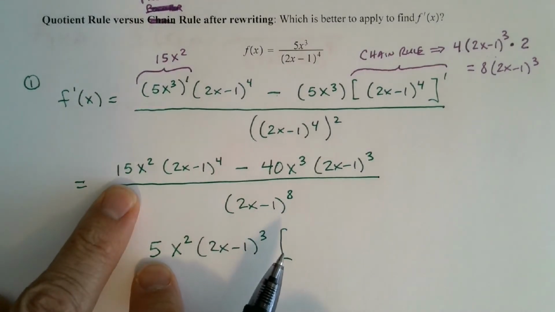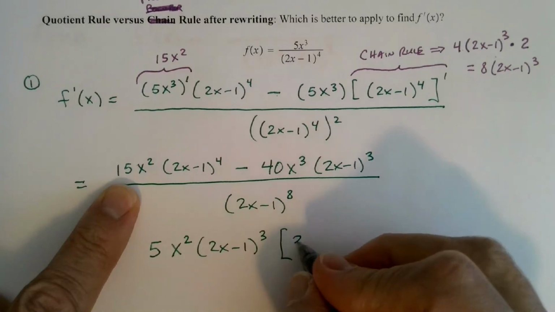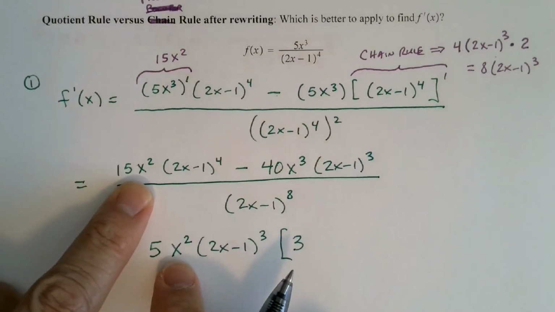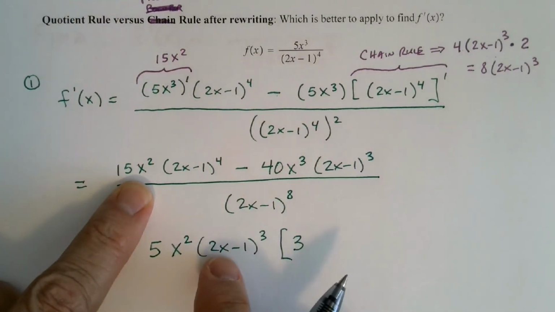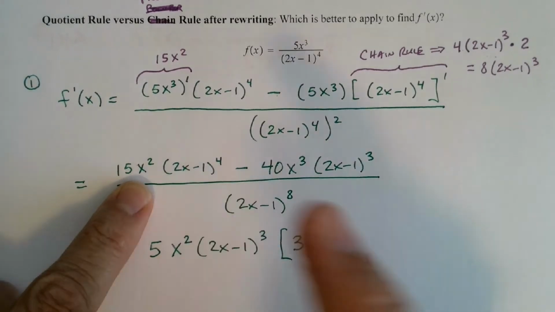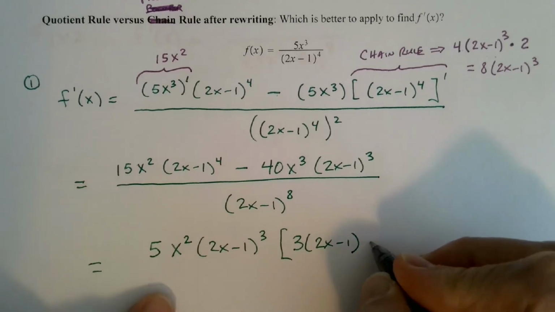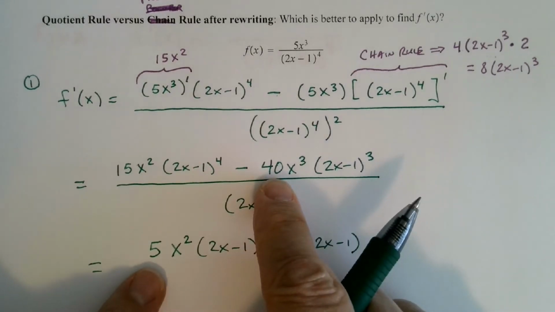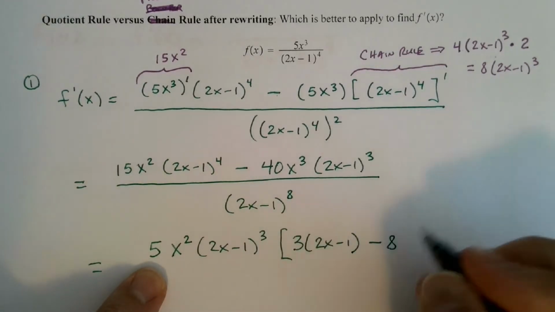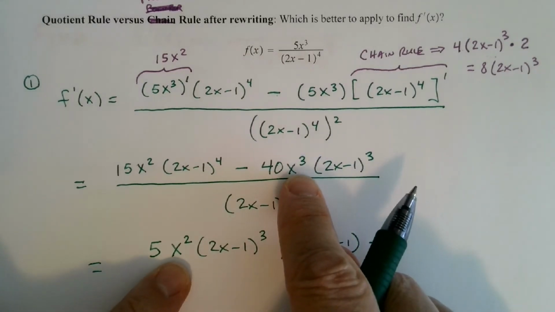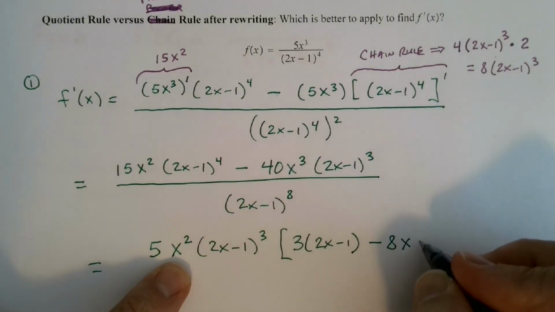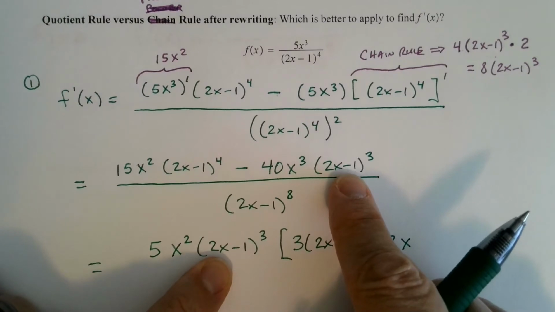In the first term, I factored out a 5. That leaves me 3. Pulled out the x squared. And then (2x minus 1), pulled out 3 of them. That leaves 2x minus 1. Minus what? 40. I factored a 5 out of the 40. That leaves an 8. I factored out an x squared from the x cubed. That leaves an x. And I factored out the (2x minus 1) cubed.